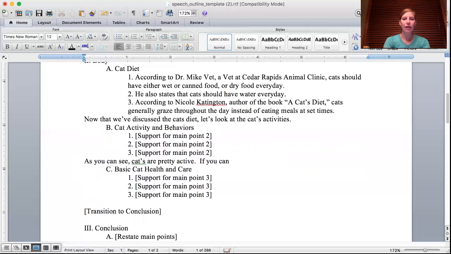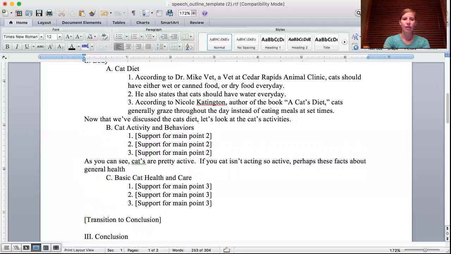If your cat isn't acting so active, perhaps these facts about general health will help you understand if it's time to see a vet. So then we're going into basic cat health and healthcare.